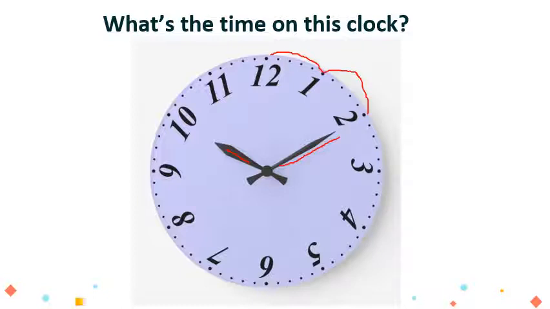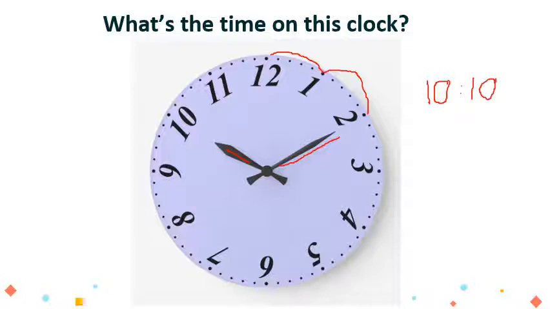Each of these numbers are intervals of 5 minutes, but they also represent the hours. So this is our analog clock. The time on this clock would be 10 minutes past 10, or 10:10.